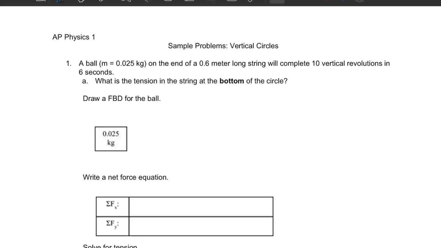We have a ball that has a mass of 0.025 kilograms on the end of a 0.6 meter long string. It'll complete 10 vertical revolutions in 6 seconds. It is a vertical circle, so we're going to have to worry about gravity. So when we're at the bottom, gravity will be going down and tension will be going up.